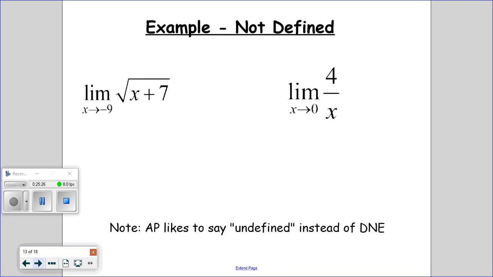In AP, these are just two other examples of it not being in the domain and me not having an option to fix it. AP does not necessarily say does not exist, it uses undefined instead. It doesn't really matter. I feel like if you came up with does not exist, you would be able to pick that out of a multiple choice where it said undefined, right? You know that those match up with each other.